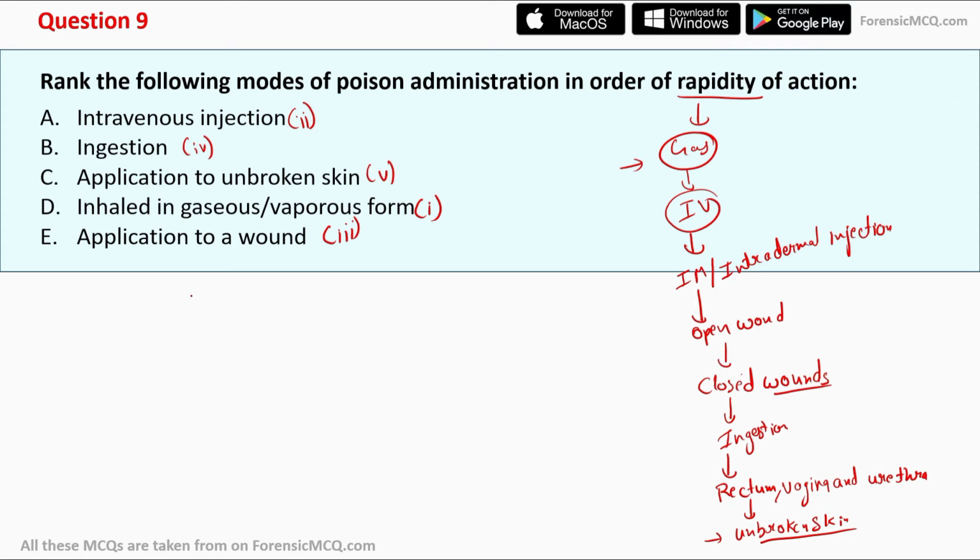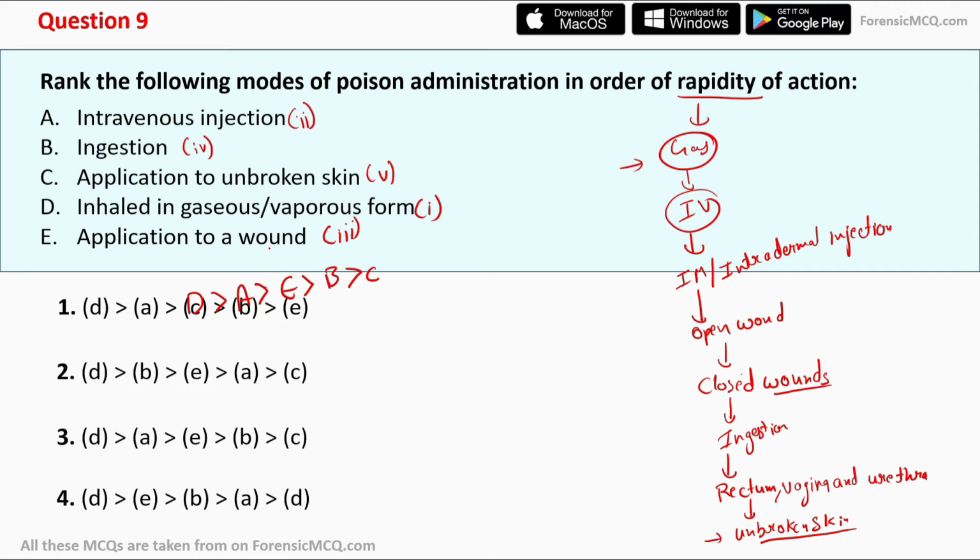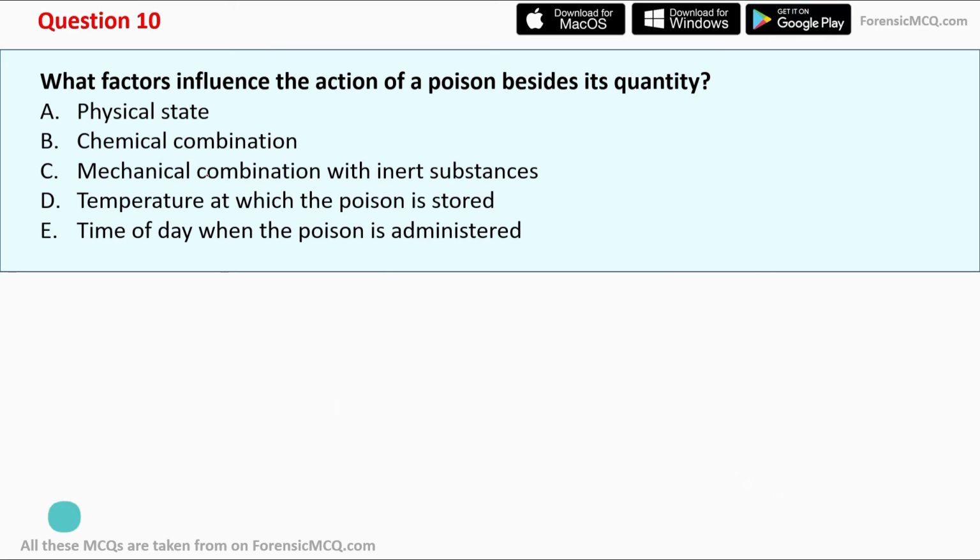So the order will be D, followed by A, then E, then B, then C. Now let's check the options. So D, A, E, B, and C. The third option will be the correct answer. Now let's move to question number 10.